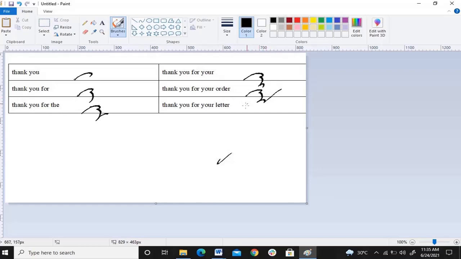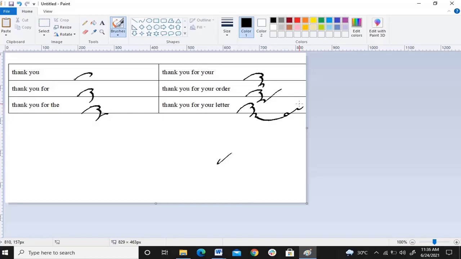Okay? Next, we have "thank you for your letter." So, we have thank you, and then for, and then your, and then your letter. Okay? So, those are yung pinaka-common na mga ginagamit na thank you phrases.